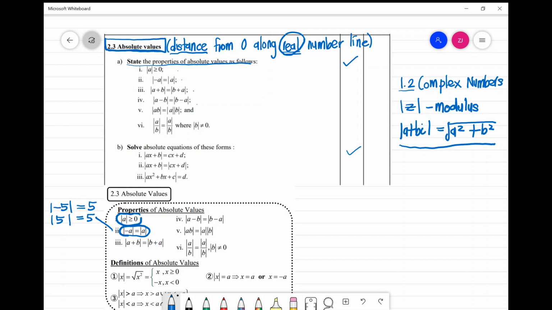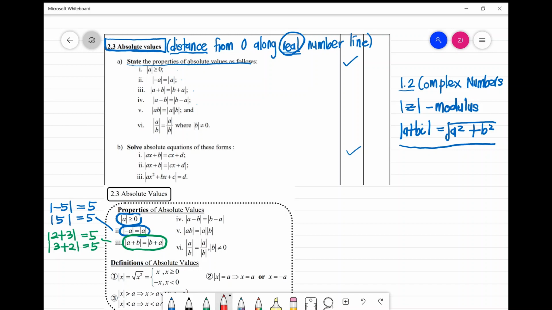What about the third one? The third one is absolute of A plus B is equal to absolute of B plus A. Again, if you plug in a value, let's say absolute of 2 plus 3, we will get absolute of 5, which is 5. Same thing here, if we swap the position, we have absolute of 3 plus 2. Again, we will get absolute of 5, which is also equal to 5. So that's the third property.